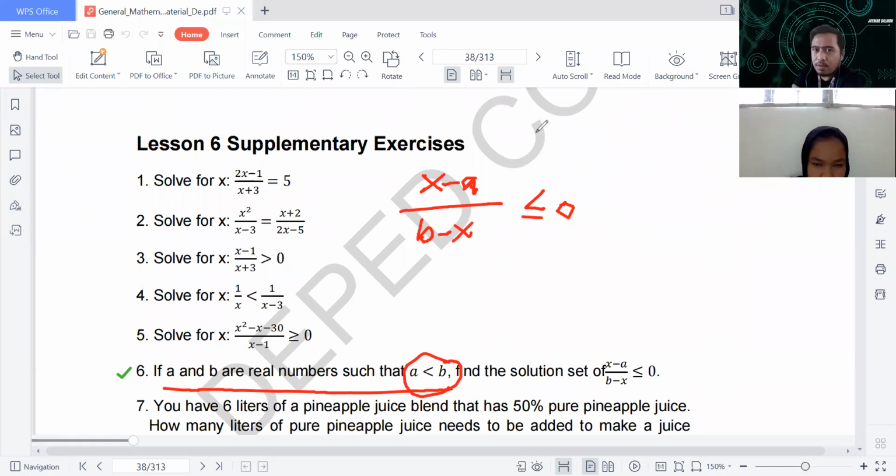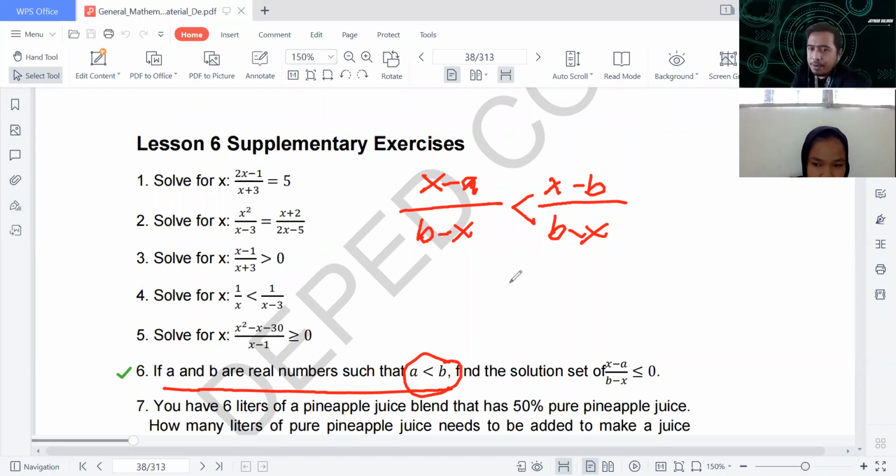So from here, let me erase this portion. From here, you can replace this portion. Since A is less than B, it can be written as less than. If you replace it by B, so (x minus B) over (B minus x). I am allowed to do it because I know that this A is less than this B. Everything is the same except this portion.